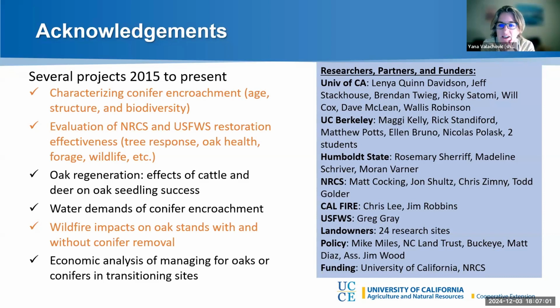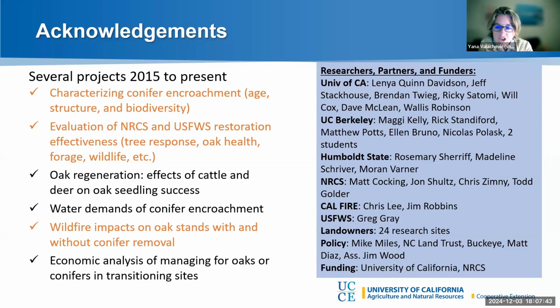We started with a project characterizing conifer encroachment from the perspective of the age, structure, and biodiversity of these stands. Then we moved on to a second project that evaluated some of the cost share and assistance programs that, for those of you who've been taking our classes, are available to landowners. Some of those programs specifically target oak woodlands from a restoration perspective. We were curious about tree response, oak health, forage, wildlife considerations, and whether that restoration was effective. I'm going to give you a little snippet of that. Jeff is going to talk about oak regeneration and the effect of cattle and deer on oak seedling success.